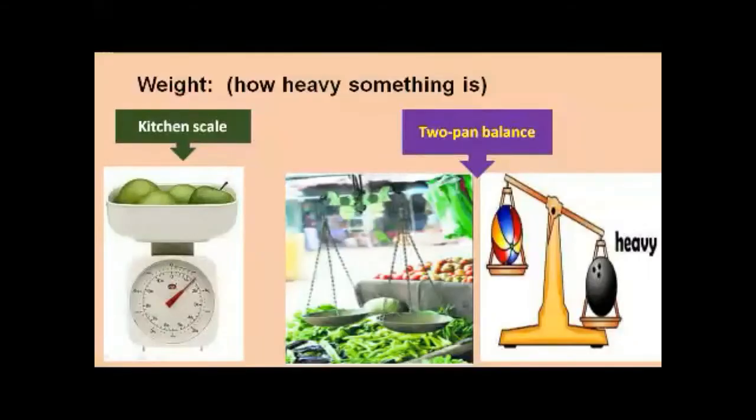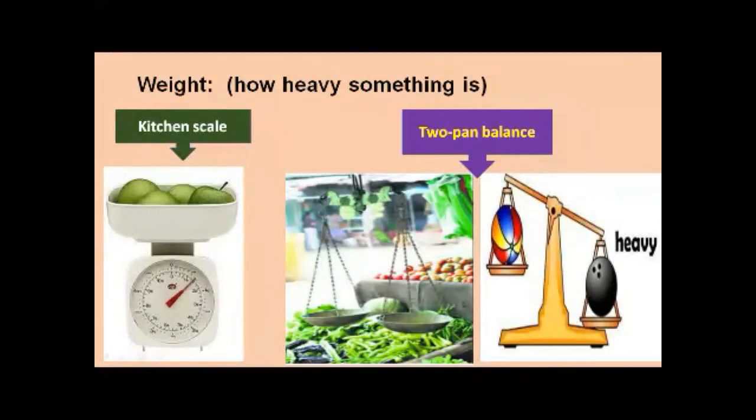Very good. Okay, now the weight. Weight means how heavy something is. And there are four scales used to measure the weight. Kitchen scale. Here, this one is the kitchen scale used to measure the weight of fruits and vegetables.